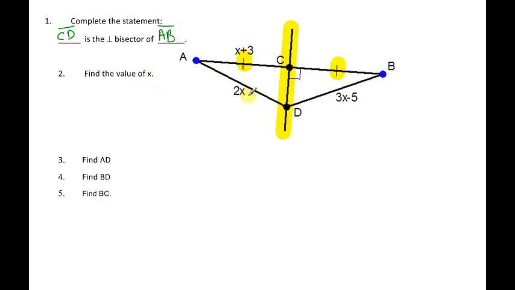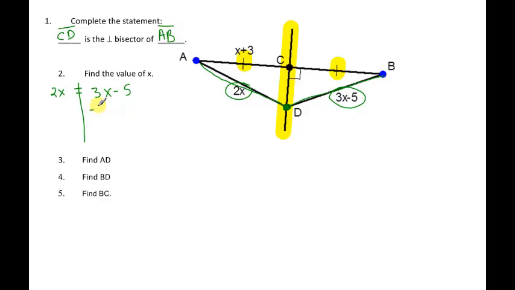It looks like x is in a lot of these expressions, but I notice that here at point D, which is on my bisector line, if I go from point D out to A, I would expect that to be the same as from point D out to B. So these two expressions here should be equal, and that's how I'm going to set up my equation. I'm going to go with 2x is equal to 3x minus 5. Those two distances are going to be the same.